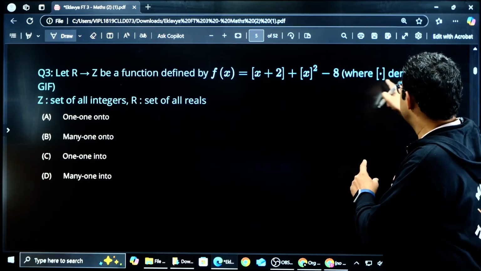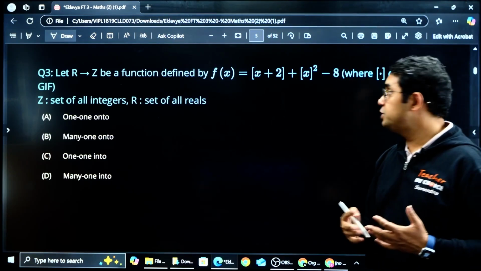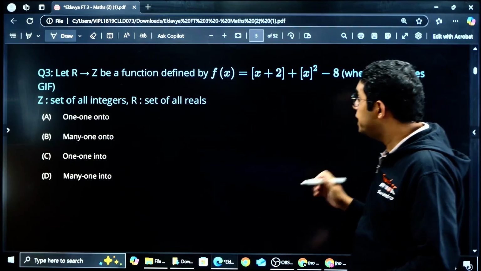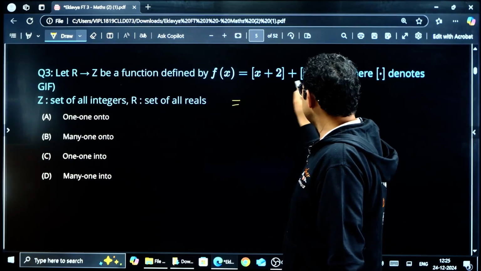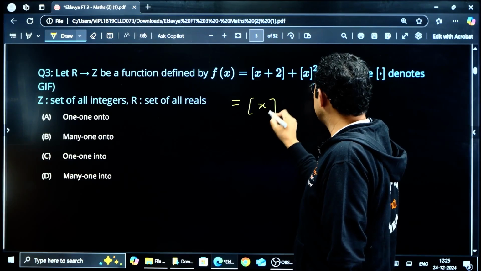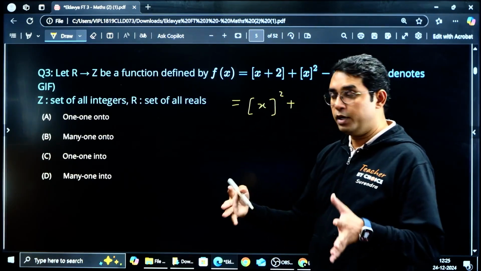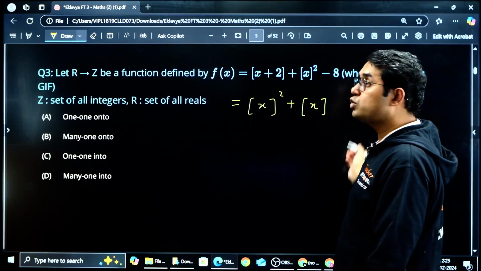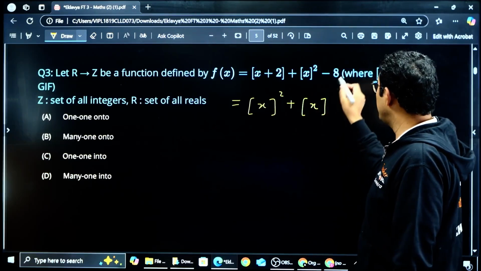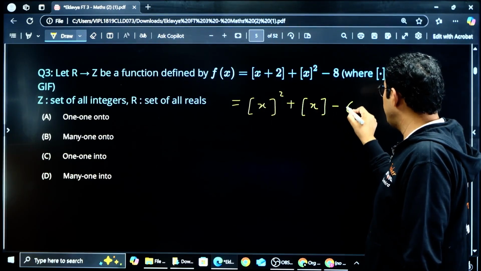f(x) is equal to [x + 2] + [x²] - 8, where [ ] is the greatest integer function. Please see, I can write this function as [x²], and the rest can be broken down into two parts. One is [x] + 2, because 2 is an integer, and this 2 can be added to minus 8, so we will be having minus 6 here.